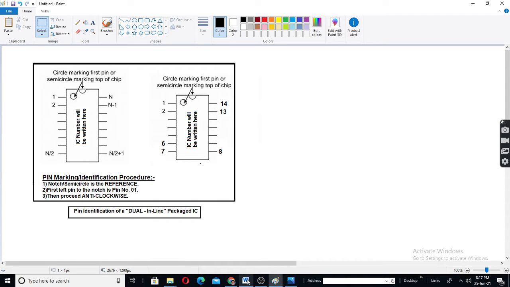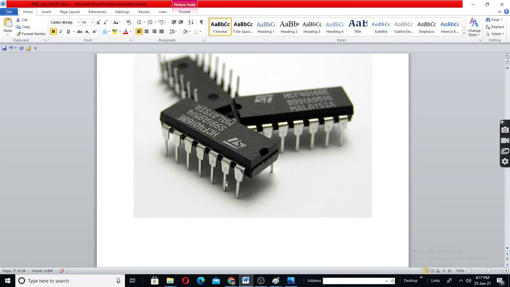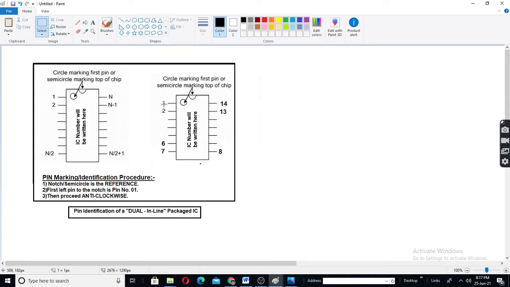Dual inline package means the IC terminals are provided on two sides. Dual means two, and inline means one side and the other side, both of them are inline. For example, say now this is inline. See, pin number 1 and 14 are inline. If it is like this, they are not inline. Okay. So, dual inline package IC.